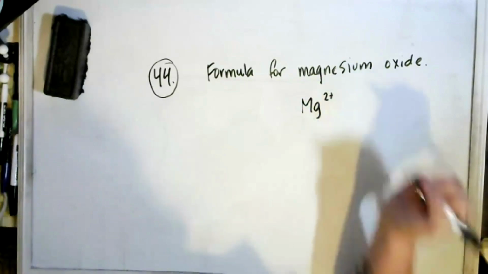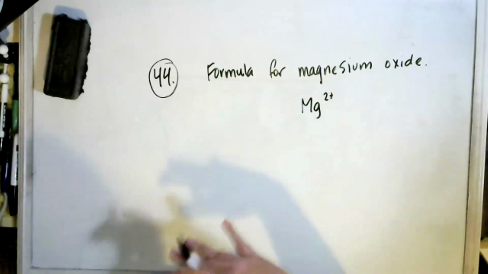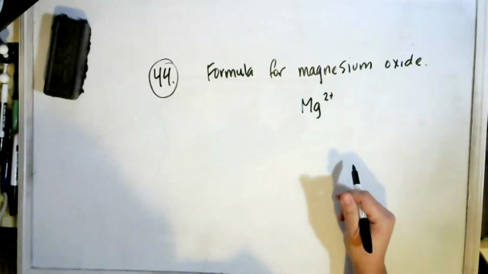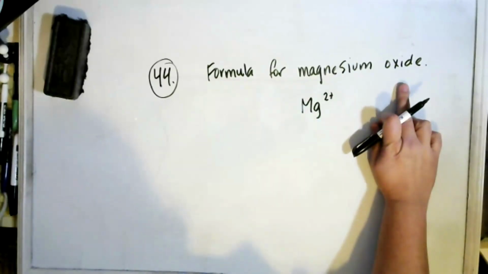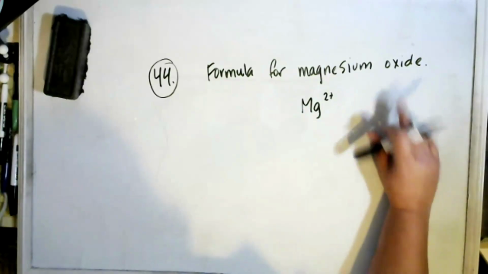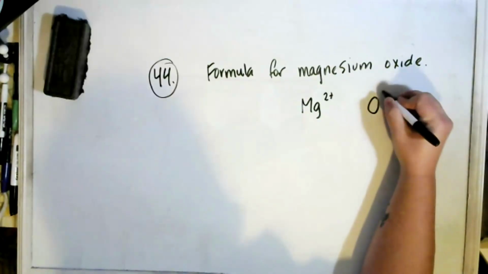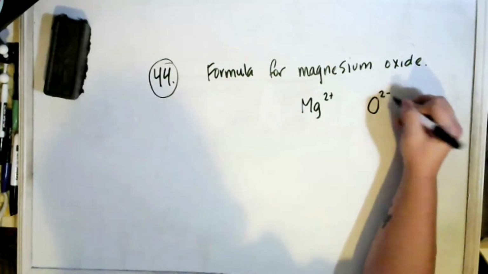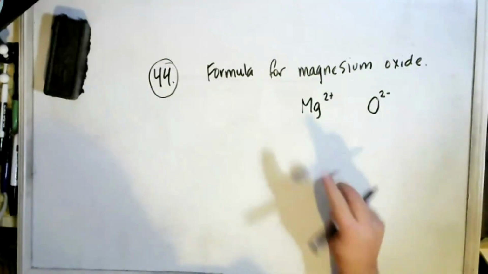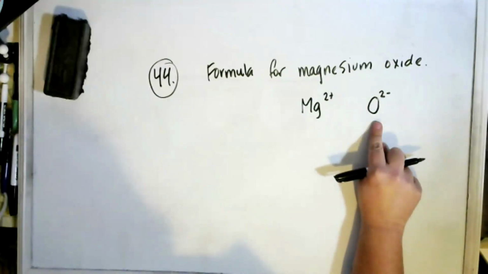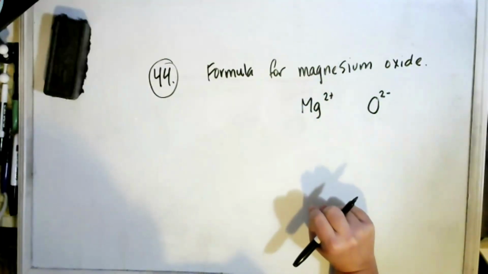So it's going to have a +2 charge. Magnesium always has a +2 charge. Oxygen's in column 6A, meaning it wants to gain 2 electrons. So when oxygen gains 2 electrons, it's going to have a -2 charge. So those are the ions that are coming together to make magnesium oxide.